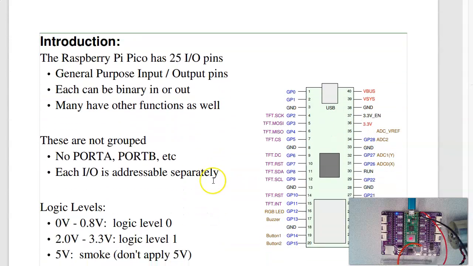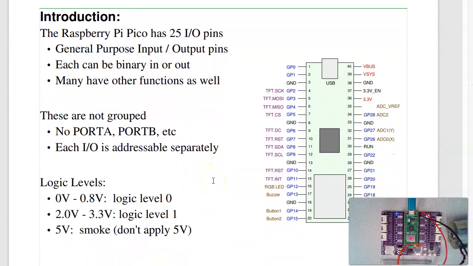Okay, so starting out, the Raspberry Pi Pico has 25 I/O pins. Those are the general purpose input-output pins, and each pin can be binary input or binary output. They also have other functions. These aren't grouped into ports like they were with the Raspberry Pi or with the PIC microcontroller.